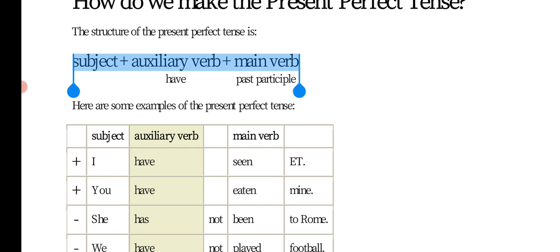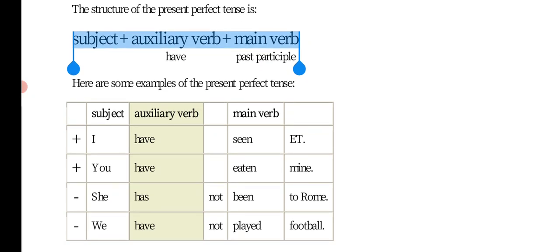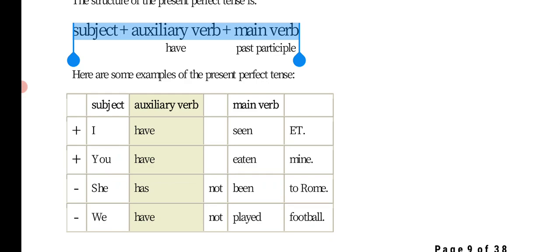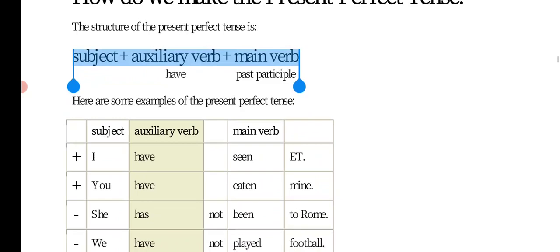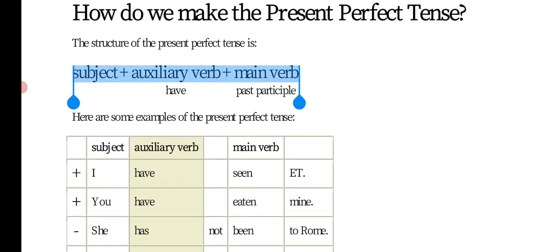I have seen it. You have eaten dinner. She has not been to Rome. You can see that in the present perfect, we have always used the third form of the verb. And the formula is subject plus helping verb plus main verb. The helping verb will always be has or have.